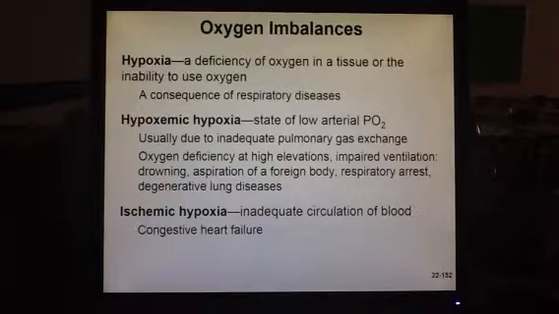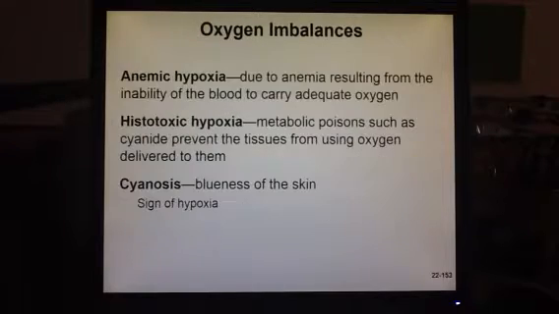When there's oxygen deficiency at high elevations, that would slow down ventilation. Drowning could be a source of this, or respiratory arrest, but any of those could be why there is a low arterial pressure of oxygen. Another type of hypoxia, ischemic hypoxia, is from inadequate circulation of blood, and that could lead to congestive heart failure. Anemic hypoxia is due to anemia resulting from the inability of blood to carry enough oxygen.